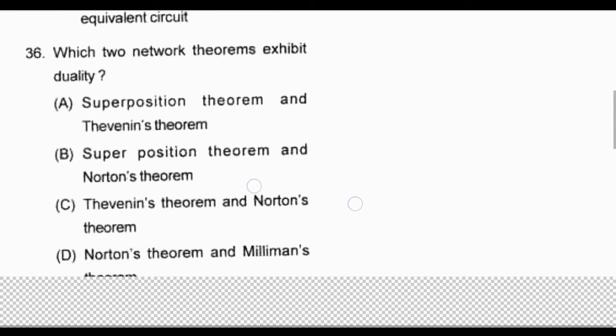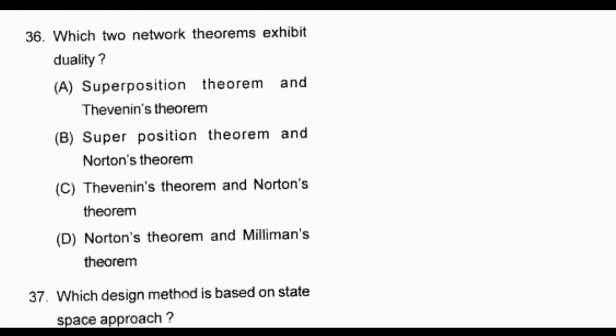Next question is, which two network theorems exhibit duality? Duality means, suppose here is current, its duality is voltage, and parallel has its duality as series, like this. Now which theorem shows duality?